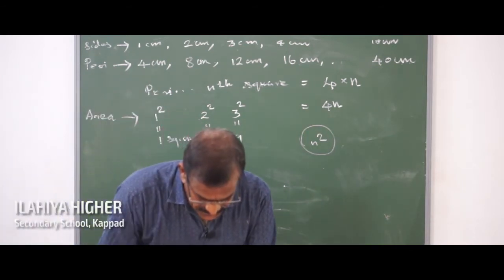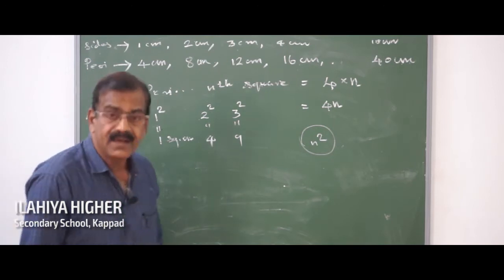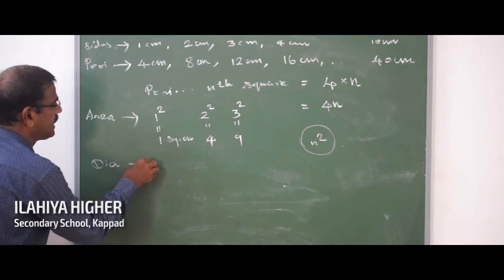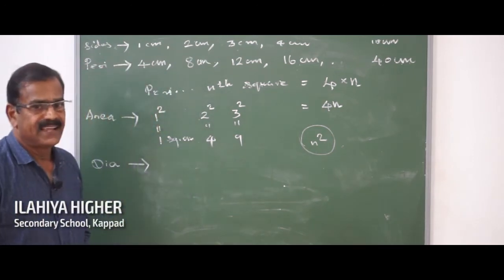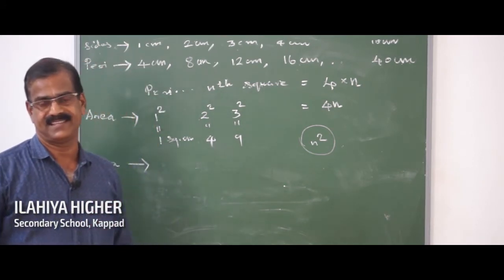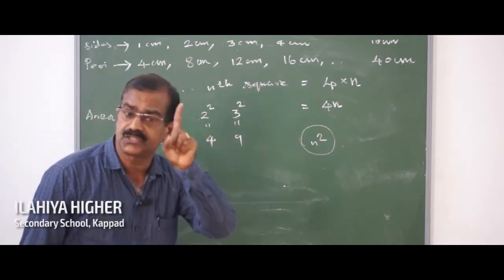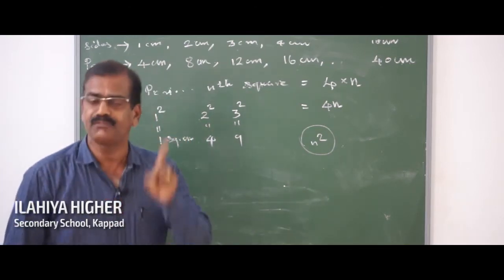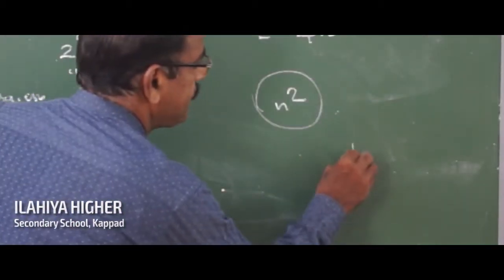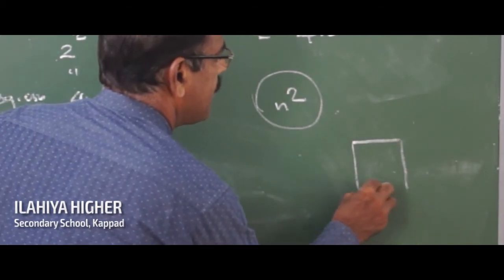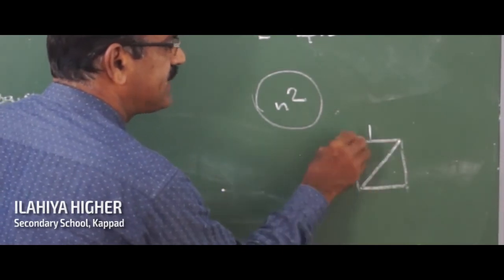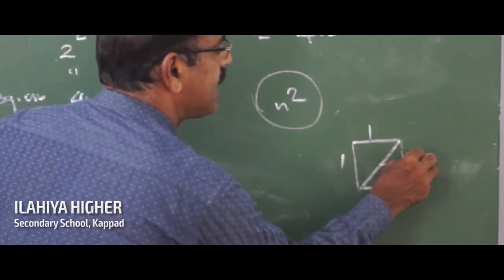Now, here we may find out the length of diagonals also. Diagonals also can be found, length of diagonal. A square has got 2 diagonals. And what about the length of those 2 diagonals? Are they equal? Of course they are equal. So, see, a square, length of one side 1. So this is one diagonal. Both diagonals are equal, and this diagonal is how much?